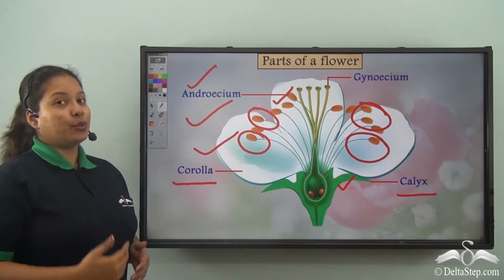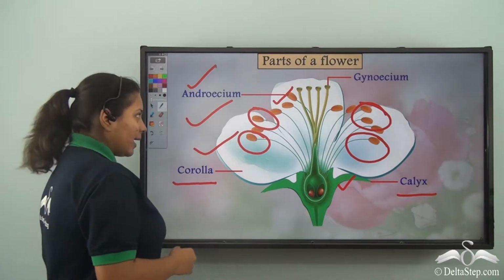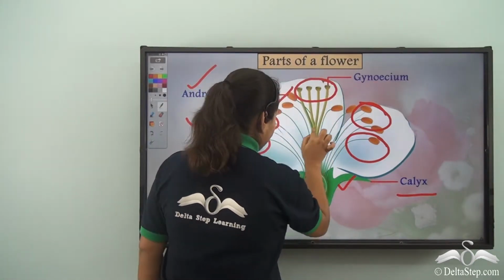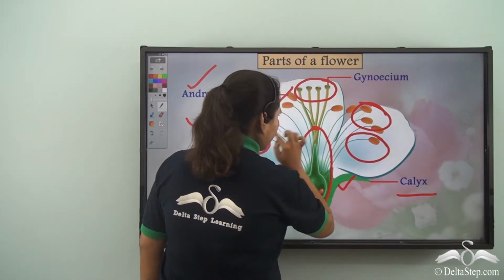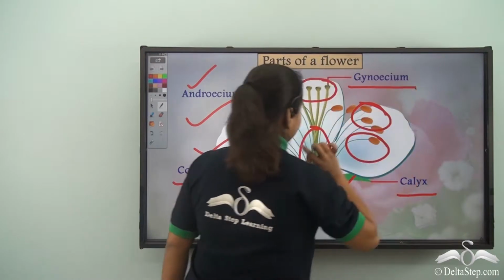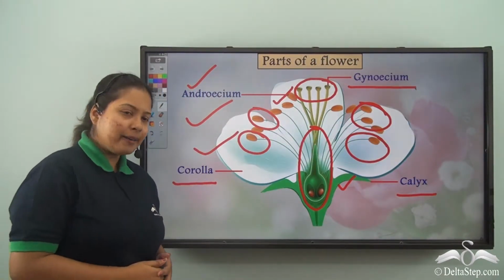And finally, we have got the female reproductive part. And over here you can see these are the female reproductive part. And this is known as gynoecium. So, what are the different parts of a flower?